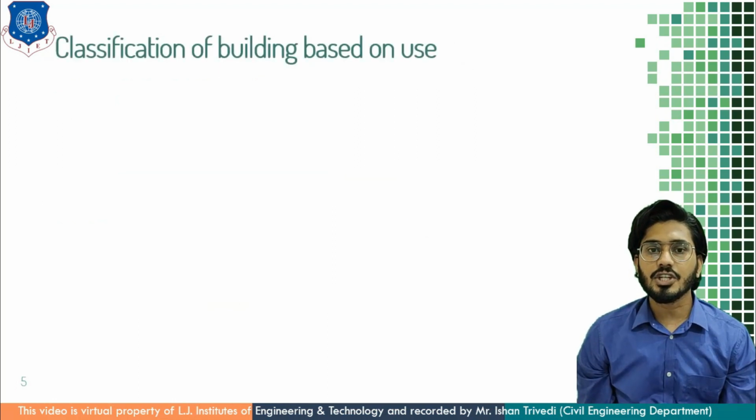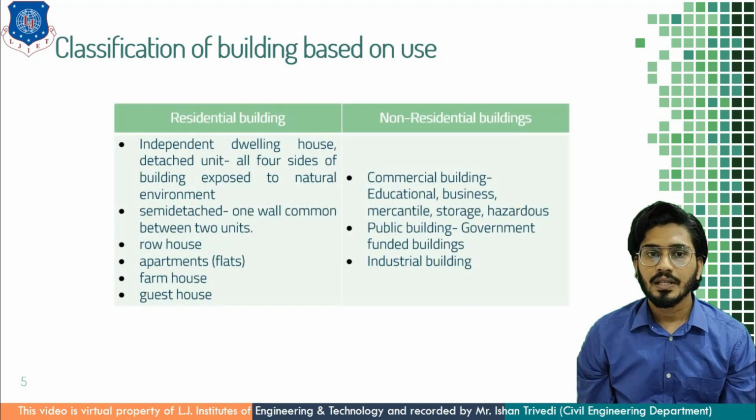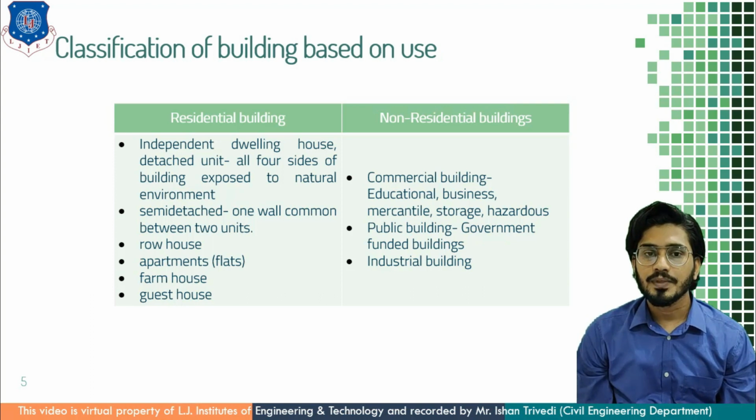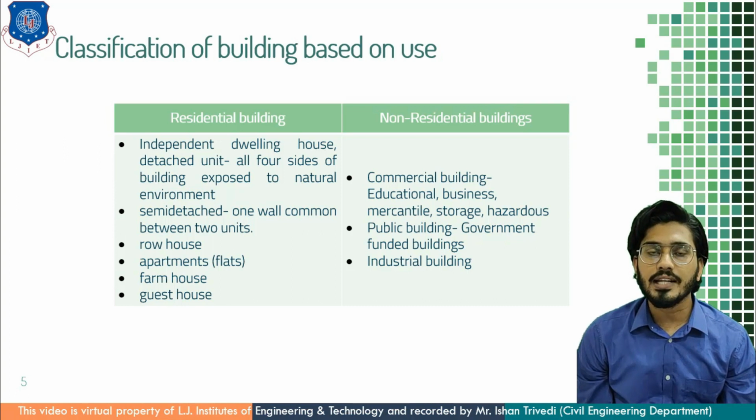Next is the classification of buildings based on use. Here the classification remains the same as we learned in occupancy, but the classification is determined based on residential buildings and non-residential buildings. The residential buildings include independent dwelling houses like detached units, where all four sides of a building are exposed to the natural environment, or you can say these four walls are not attached to any other adjacent properties. Then semi-detached, where one wall is common between two units.